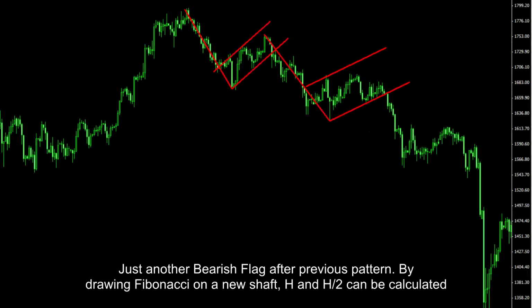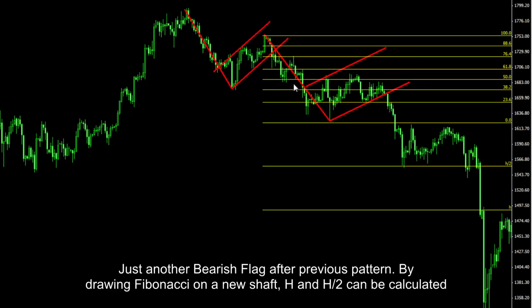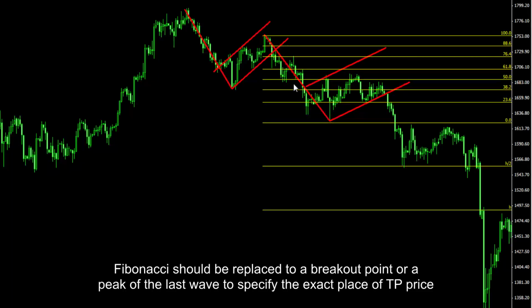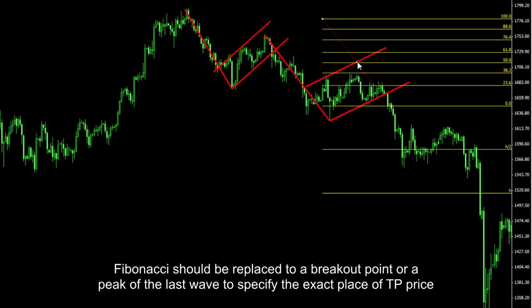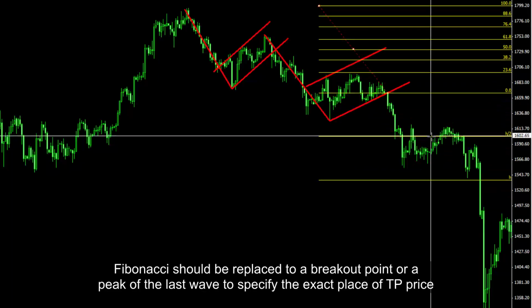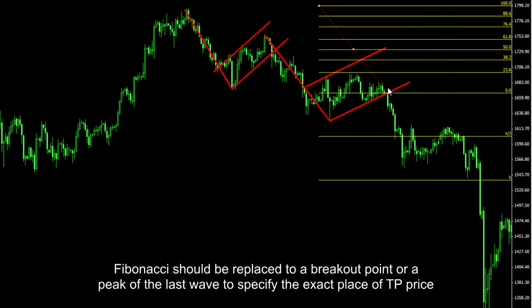Just another bearish flag after the previous pattern. By drawing Fibonacci on a new shaft, H and H2 can be calculated. Fibonacci should be relocated to a breakout point or a peak of the last wave to specify the exact place of TP price.